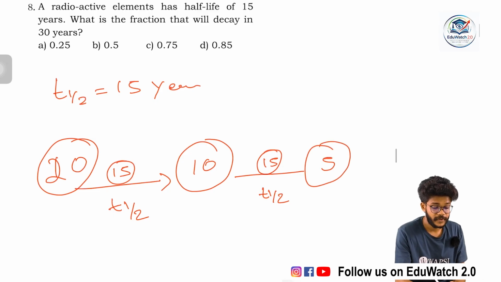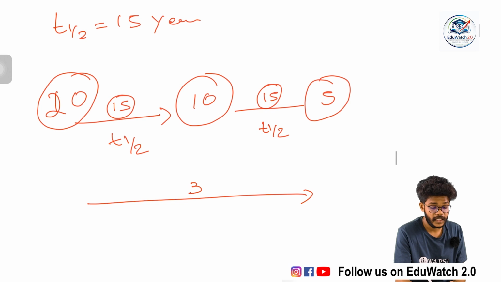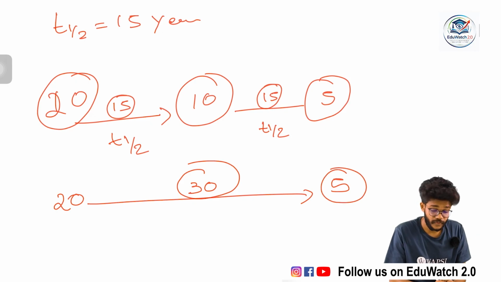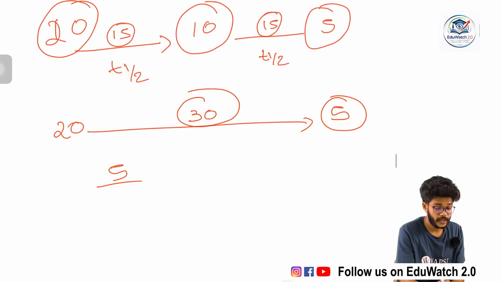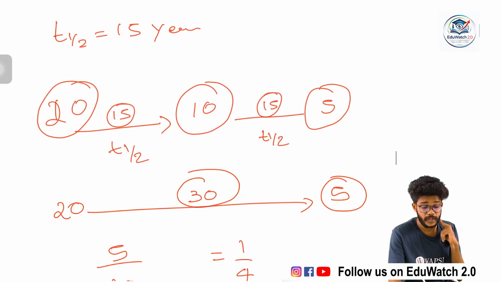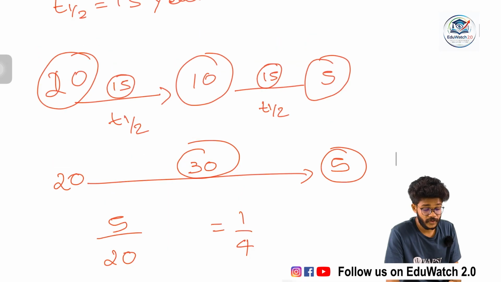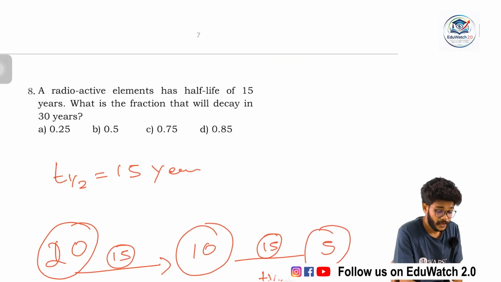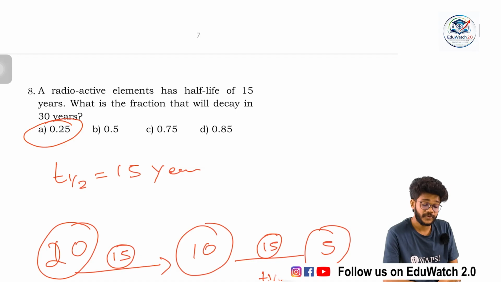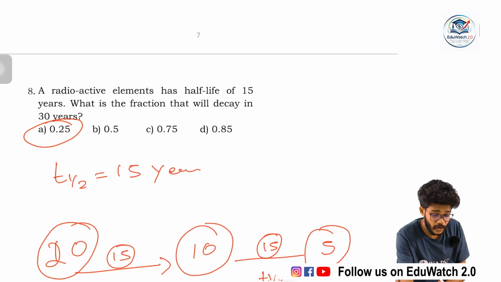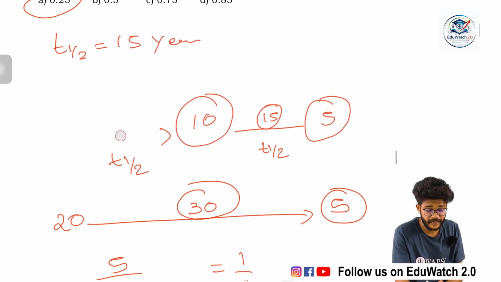That means after 30 years, 20 particles will be reduced to 5. That means 5 by 20, that is 1 by 4. So only 25% will be there, 25% of the initial amount. So option A, 0.25, is the correct answer. Or we can do this by the theoretical method also, because T half is given.